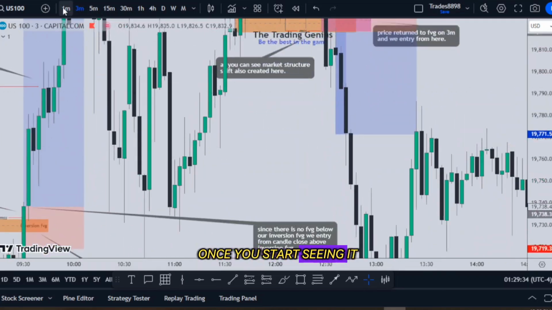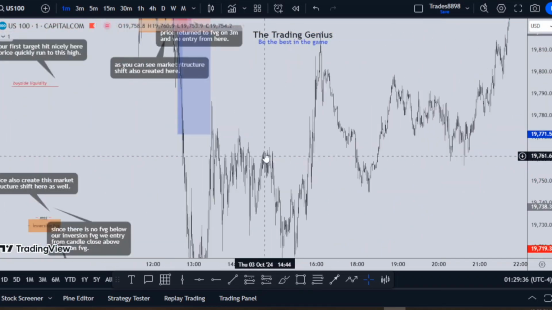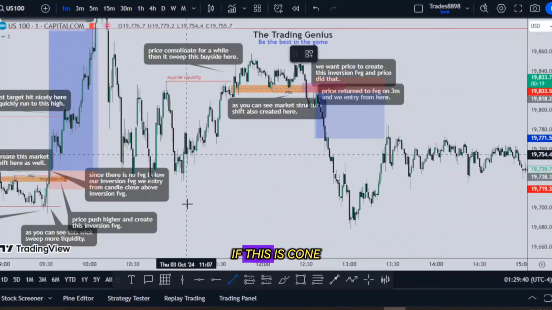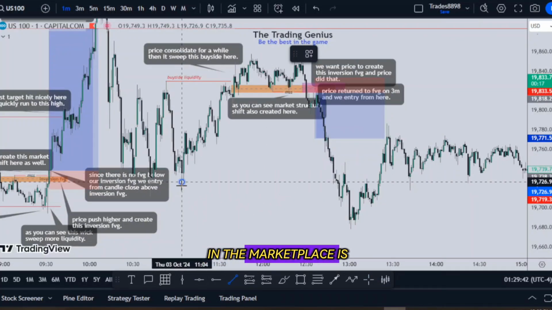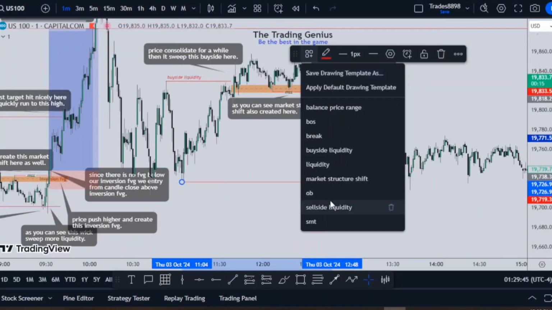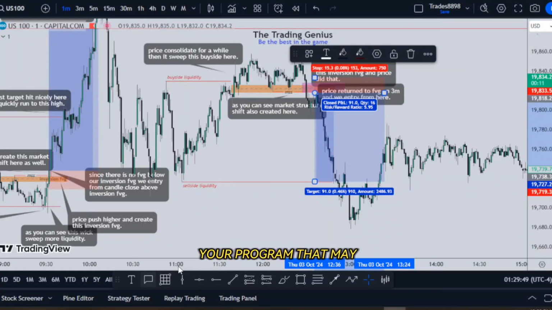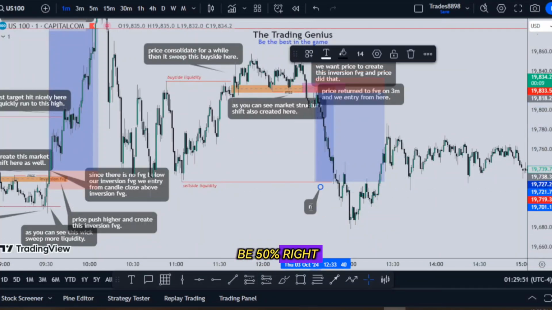And once you start seeing it, you're going to be like, man, my stuff's saying this is a buy right now, but this guy said if this is going into the marketplace, it's probably going to go the other way. And now you're in a conundrum, aren't you? Do you stick with your program that maybe is 50% right? And now you have the wrestling match between what I've taught and what you have an awareness of.